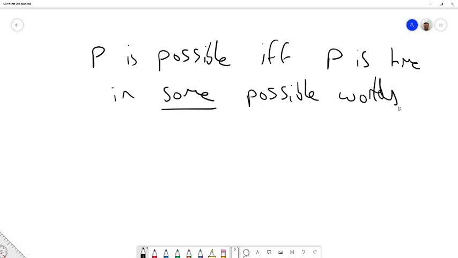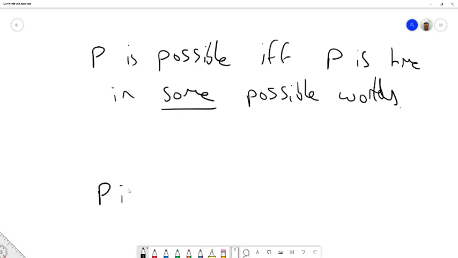So if it's possible that pigs fly, that means that there is some possible world in which pigs do fly, right? If it's possible that you could have had cornflakes for breakfast, even though you didn't, then what that means is there's a possible world out there where you, or at least the counterpart of you, did have cornflakes for breakfast.